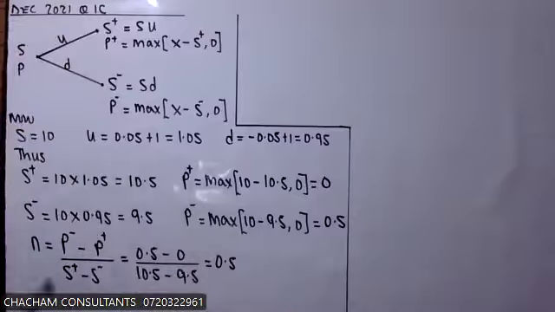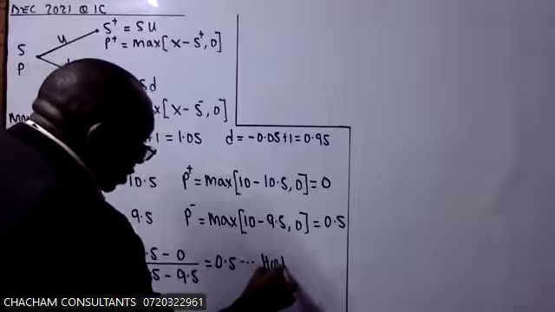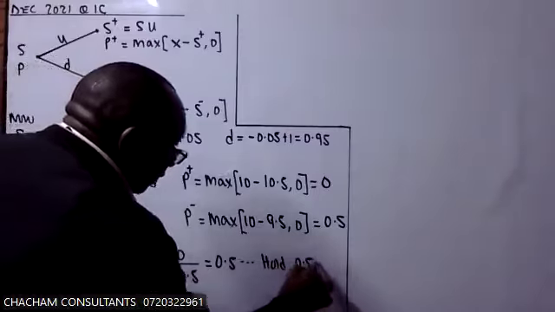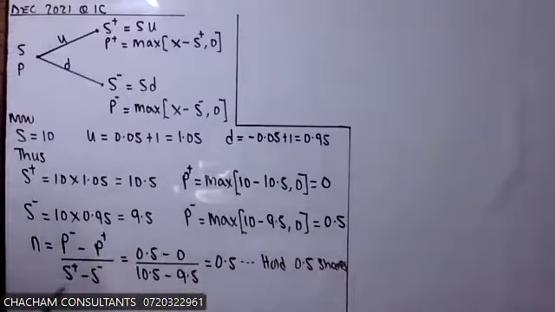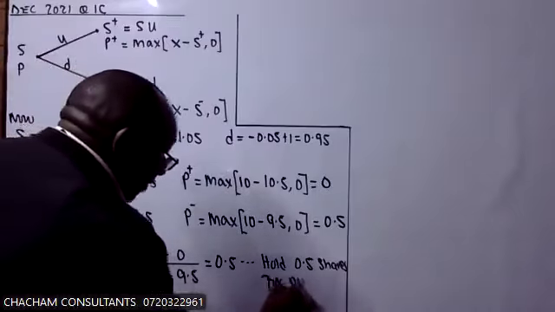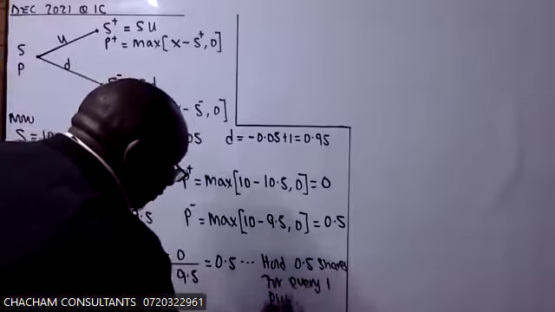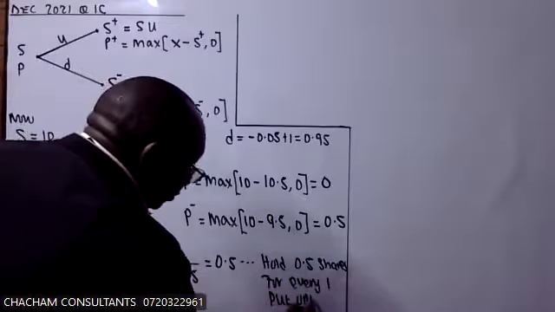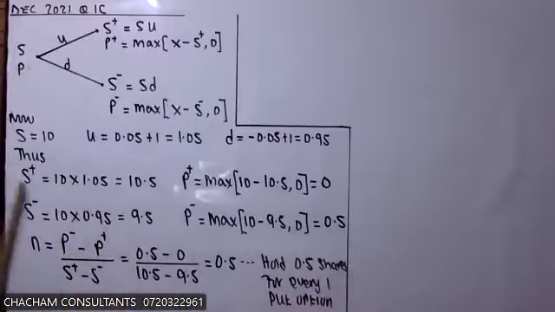So what this means is you hold 0.5 shares for every one put option. That's the meaning. You hold 0.5.